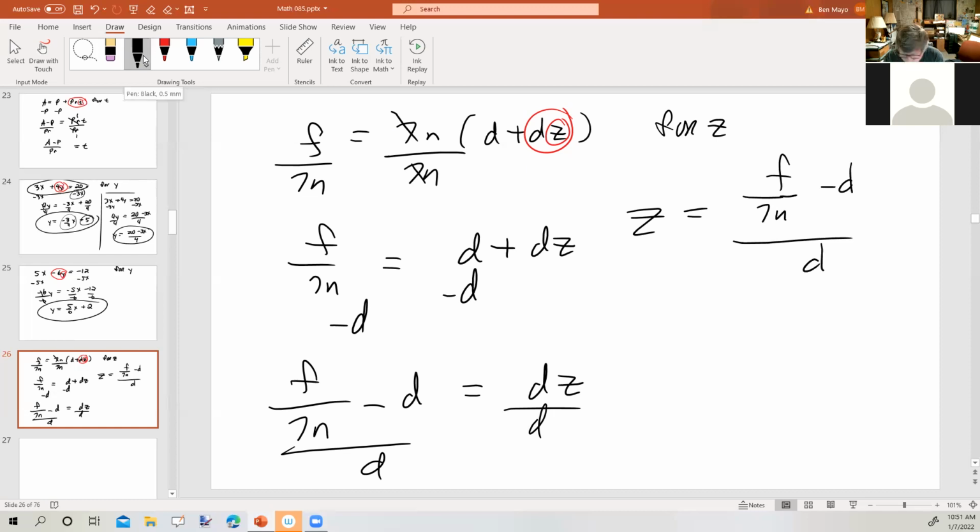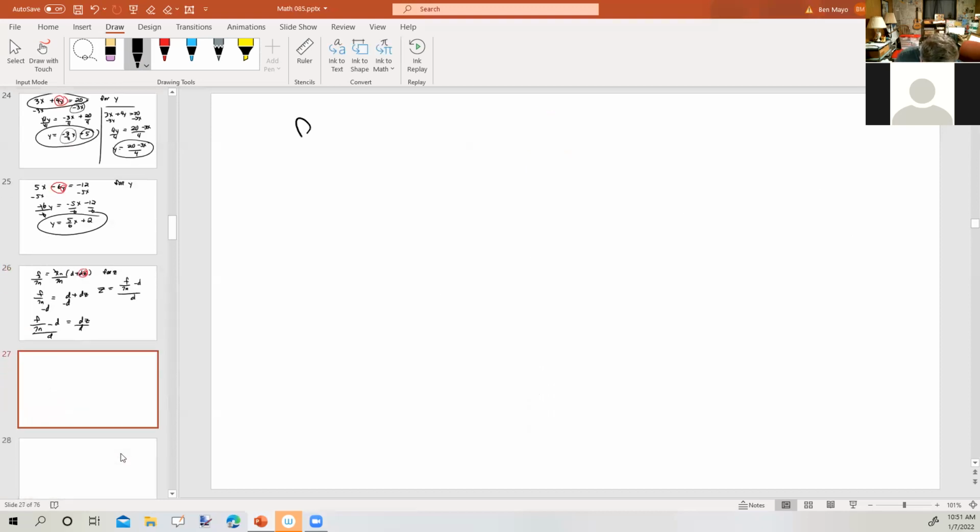Wow, that's just really messy, isn't it? It isn't necessarily wrong, but, like I say, it's really messy. Let's try a different way of doing this problem. Okay, so let's go back. F equals 7n times d plus dz, and we are to solve for z.